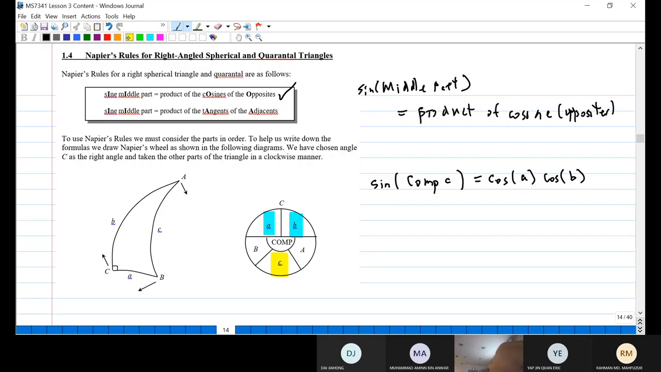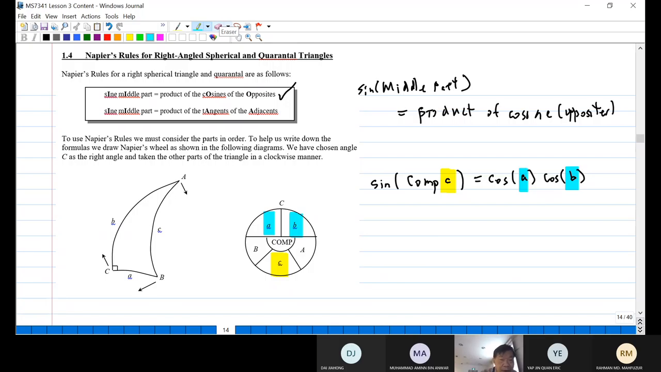So I use a color here, and I use blue here for A and B. So sine of comb C is the product of cosine of A and B, the opposite of A and B here. You always put a comb for anything below the view. So this is the first case, and I'm going to explain comb later on. Let me look at an example for you. So this is the case.